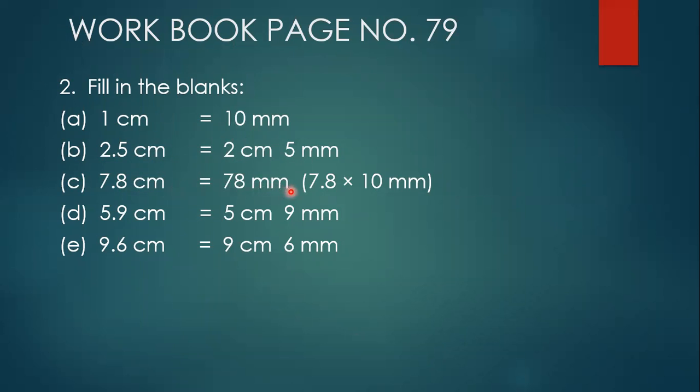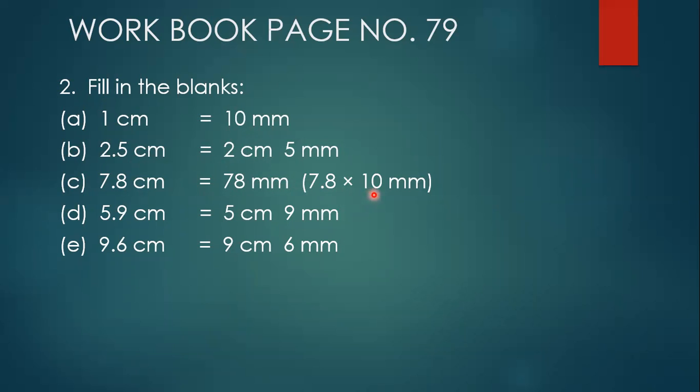Here we are asked to convert 7.8 centimeter into millimeter. And you know 1 centimeter is 10 millimeter. So for converting 7.8 centimeter into millimeter, we will multiply 7.8 into 10. Why is this 10 taken? Because 1 centimeter is equal to 10 millimeter. So 7.8 we will multiply by 10.